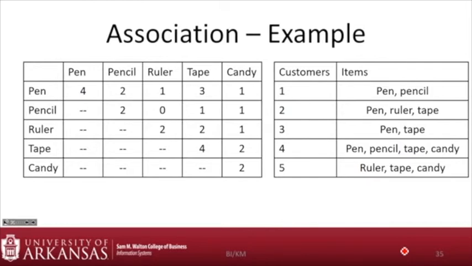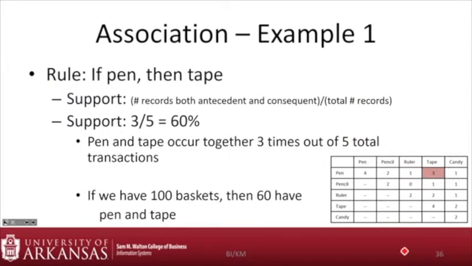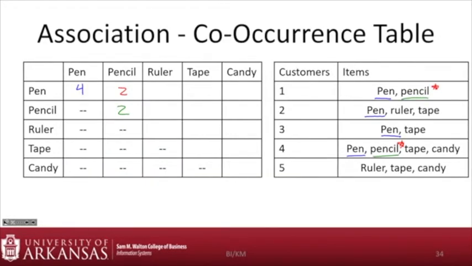So then the question is, okay, let's pick a rule. My rule is going to be: if pen, then tape. So if we go back to here, we've got pen in blue, and tape is tape, tape, tape, tape. So I've got pen and tape, right? Let's do pen and tape. How many times do you see pen and tape together?